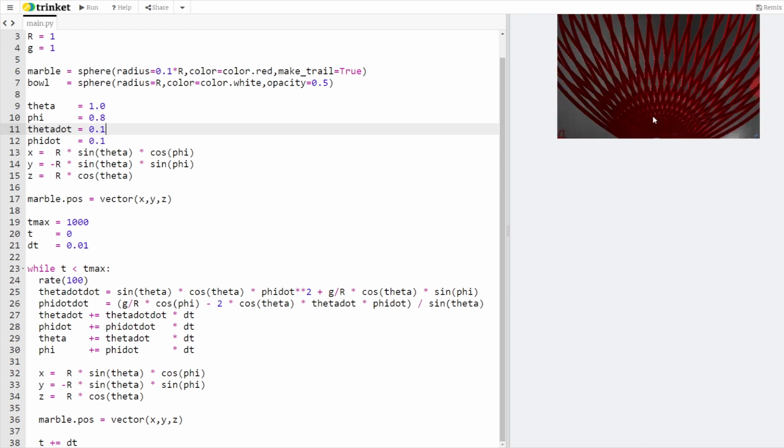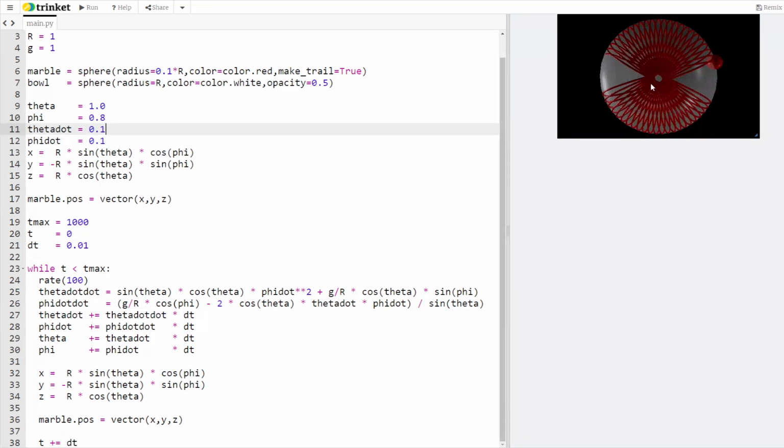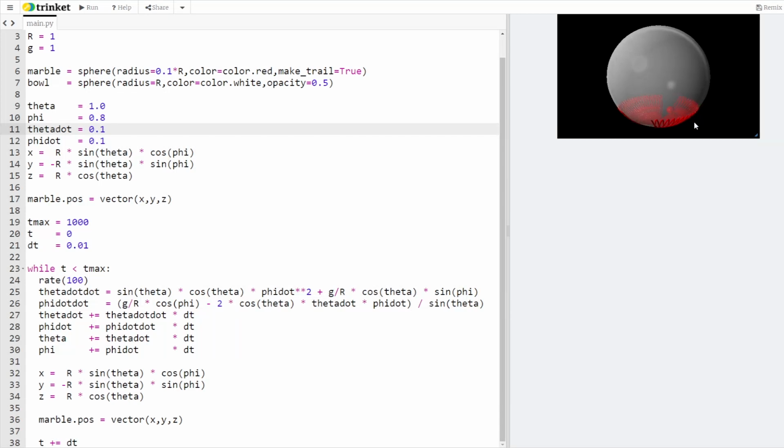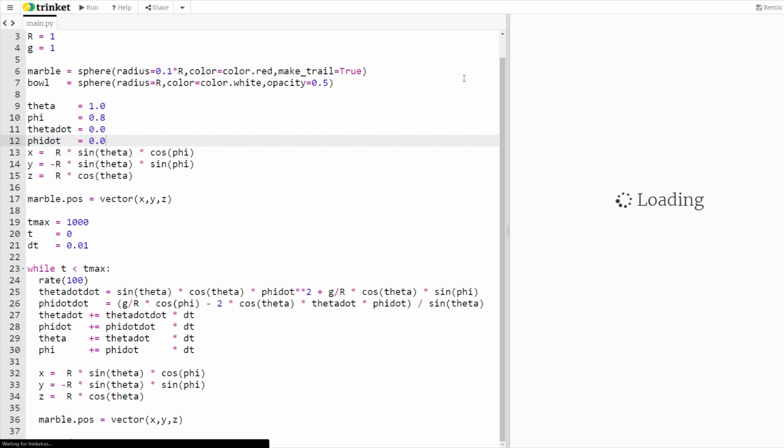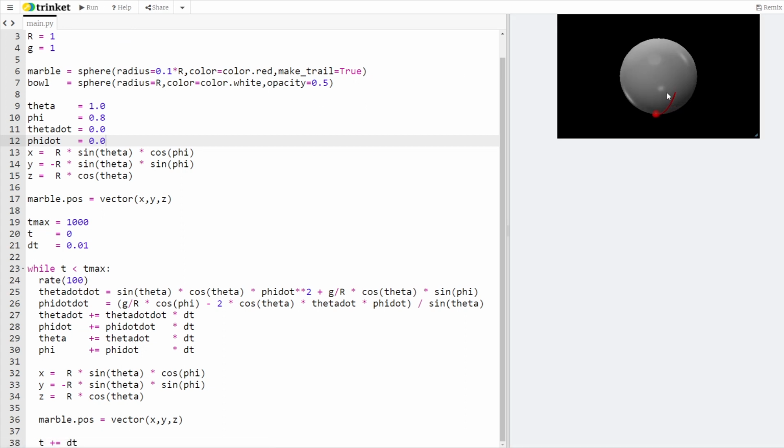I don't think there's a scenario in which it's going to end up going that way, but that's kind of cool. So why don't we play around with these initial conditions some? Let's suppose we just had these angular speeds equal 0, so we were just releasing this thing from rest. What happens here is it just goes back and forth in an arc, right?